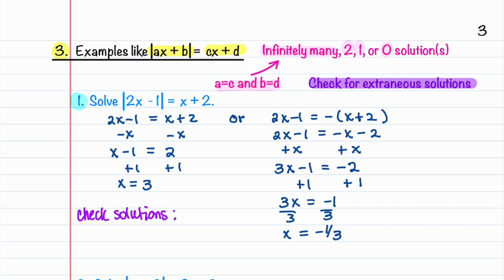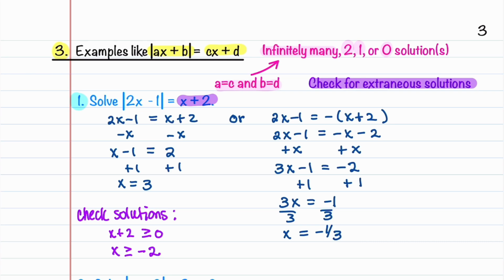Let me show you how to check them. Let's go back up to our problem, and I want to highlight the right-hand side. Our right-hand side is equal to x plus 2. On our left-hand side, we have an absolute value. An absolute value can't be negative, and it has to be greater than or equal to 0. To check our solutions, we have to know that our right-hand side, x plus 2, has to be greater than or equal to 0. So that means x has to be greater than or equal to negative 2.